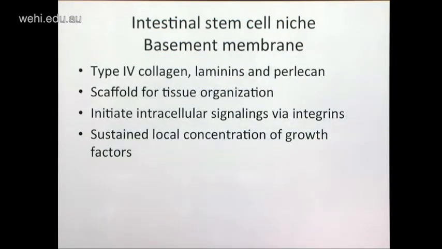And the last player in the stem cell niche is the basement membrane. They are composed of extracellular matrix molecules, for example, type 4 collagen, laminin, and perlecan. They form a scaffold for tissue organization and initiate intracellular signalings via integrin. And also, they sustain a local concentration of growth factors.